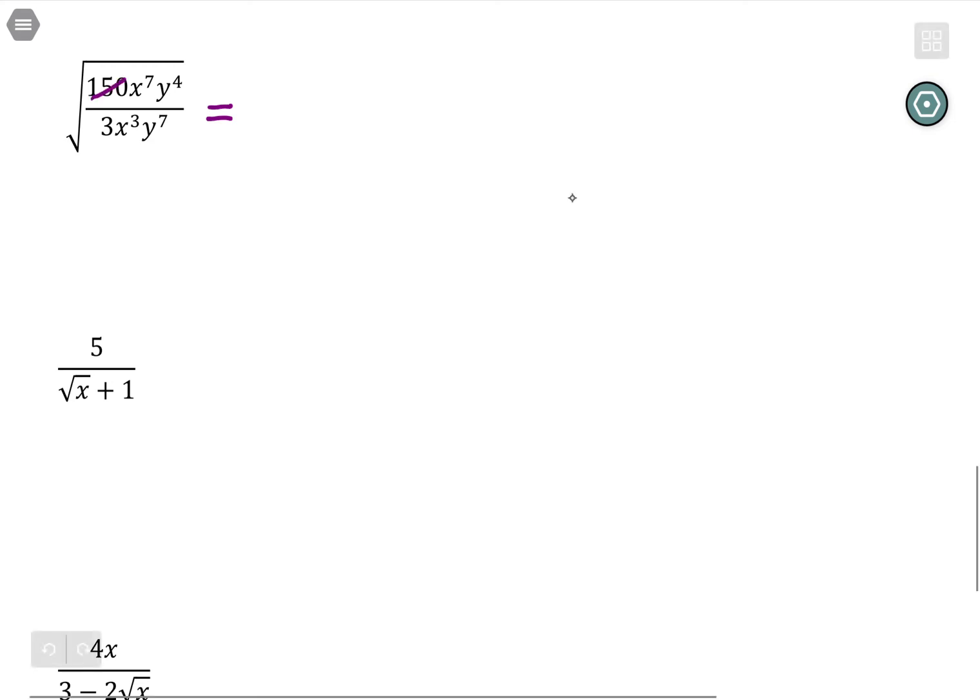I can divide 150 by 3, and that'll leave me with 50. I can divide x to the 7 by x cubed. There's 7 factors of x on the top and 3 on the bottom. So if I cancel, that'll leave me 4 factors of x on the top. And similarly with the y's, there's 4 y's on the top and 7 on the bottom. So if I start canceling, it'll leave me 3 y's on the bottom. So I have 50 x to the 4th over y cubed under a square root.